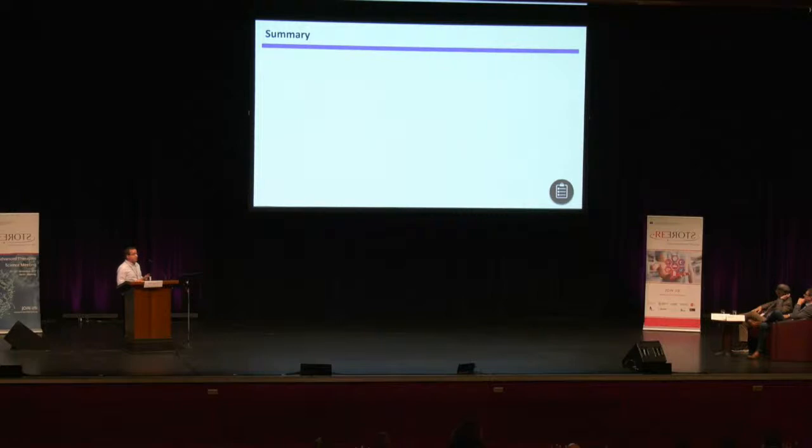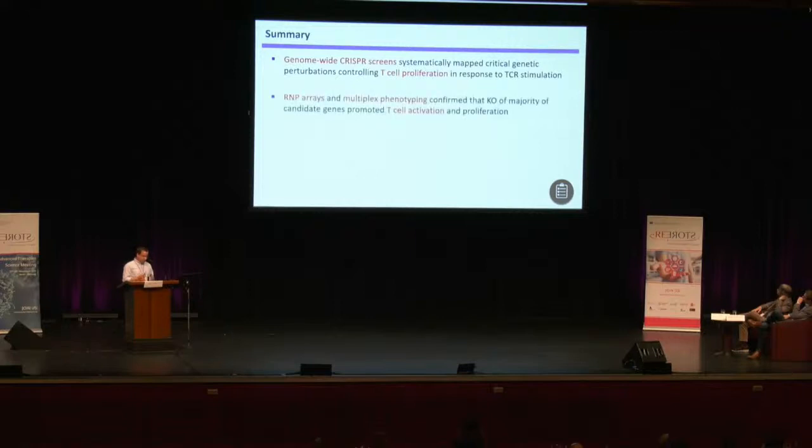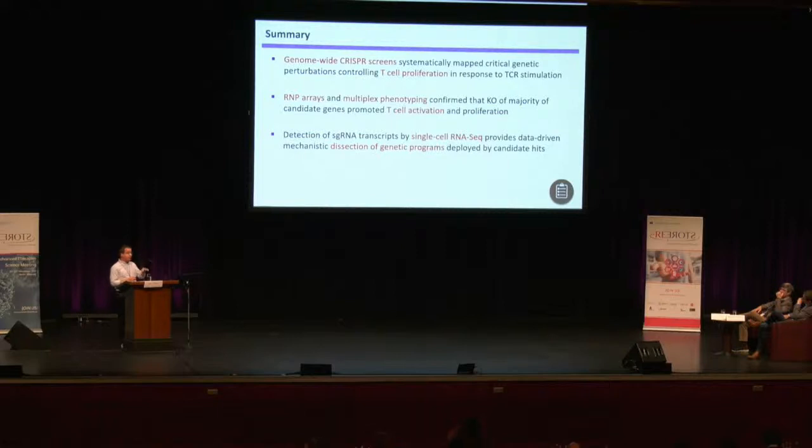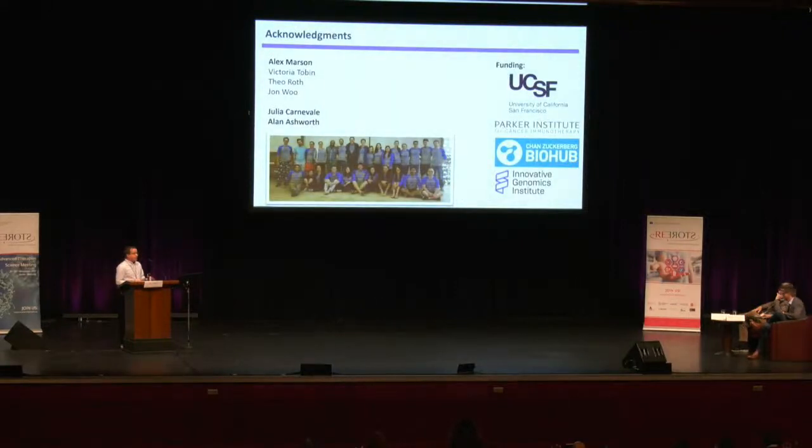So to summarize what I've shown you here today, we've used genome-wide screens to systematically map critical genetic perturbations that lead to a boosted T-cell proliferation. With arrays and also multiplex phenotyping using the activation markers, we can see that most of the knockouts do validate, and also they lead to early T-cell activation. The detection of guide transcript using single-cell RNA sequencing has led us to dive down into the genetic programs driving this response. And finally, functionally, I showed you that CBLB, SOX1, RASA2, and TCB2 have all led to increased tumor killing in this assay. So I'll just end by thanking my mentor, Alex Marson, the people involved in this work, our funding resources, and thank you for your attention.